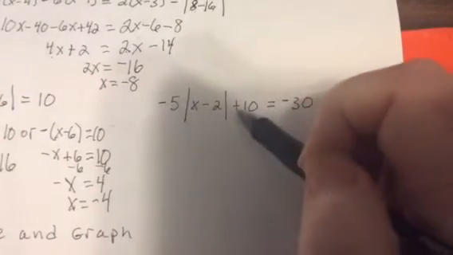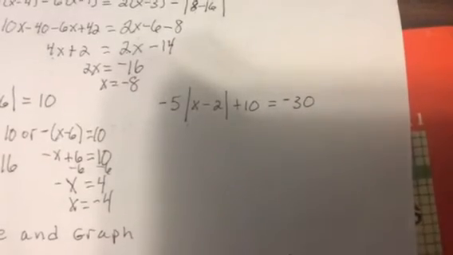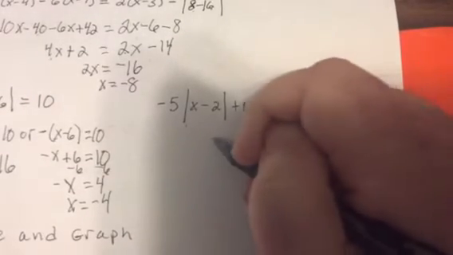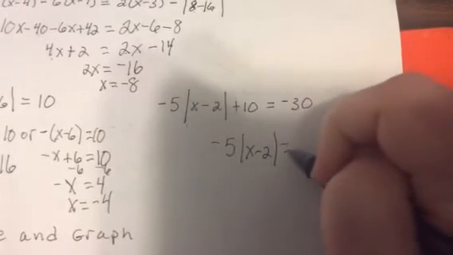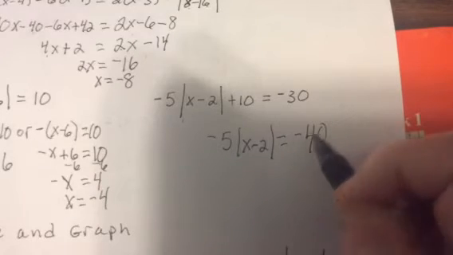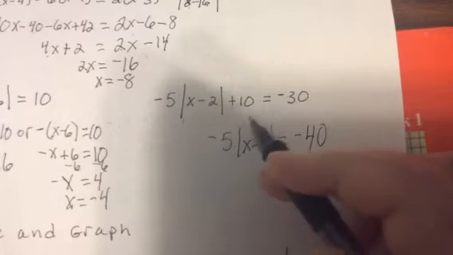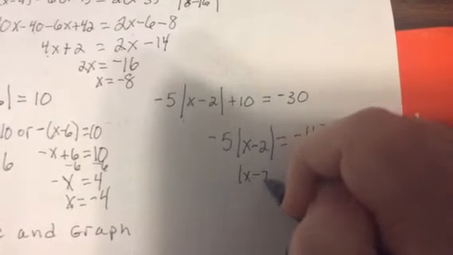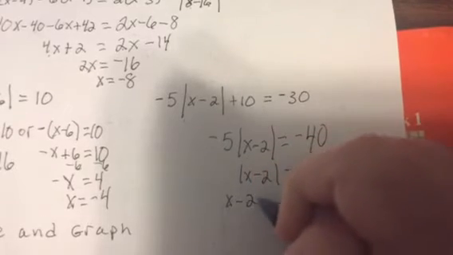Now, if you have numbers outside the absolute value, my recommendation, get the absolute value by itself. So I'm going to subtract 10 from both sides. Then I'm going to divide by negative 5. So at first you said, oh, can't do it because it's negative. But when you divide by this, it makes it something I can do, because that would be positive 8. So x minus 2 equals 8.